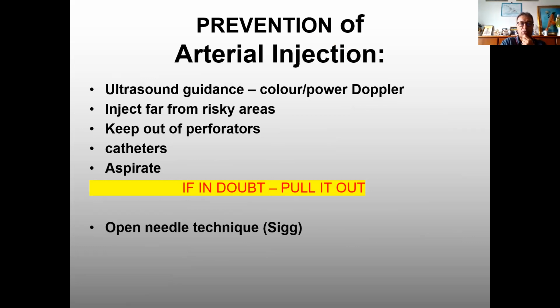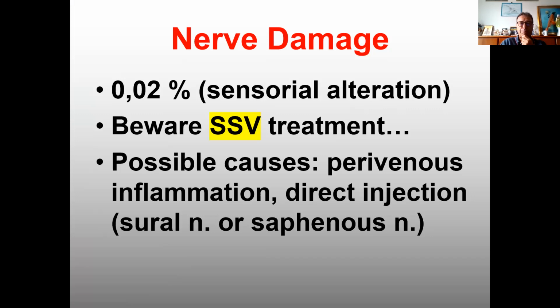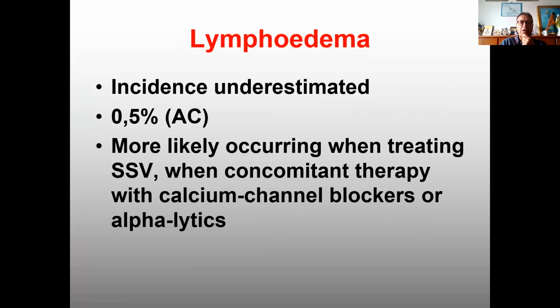Let's say, keep out of perforators. You don't need to inject directly the perforator. You can clearly inject the vein, which is in proximity of the perforator. You can use catheters, and if in doubt, pull it out. This is always a good suggestion. Nerve damage is quite rare, as you can see. And again, small saphenous vein area is one of the most risky ones.